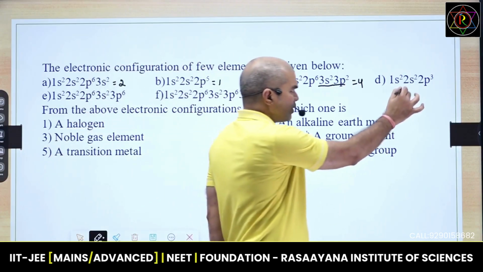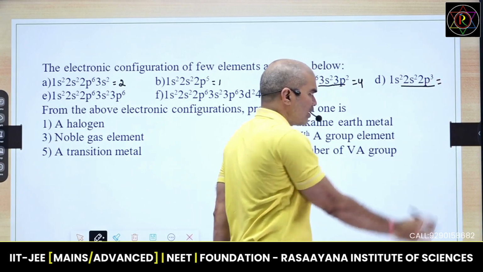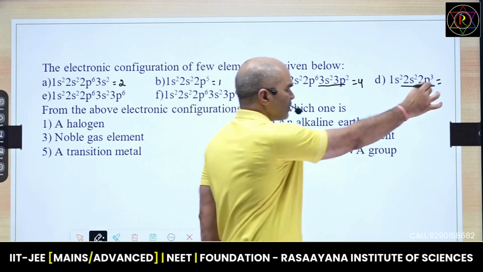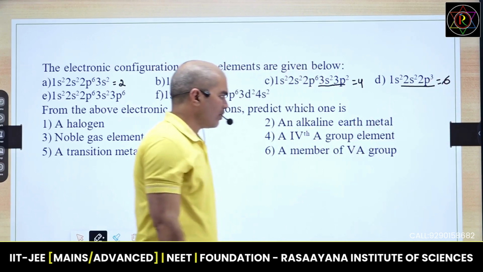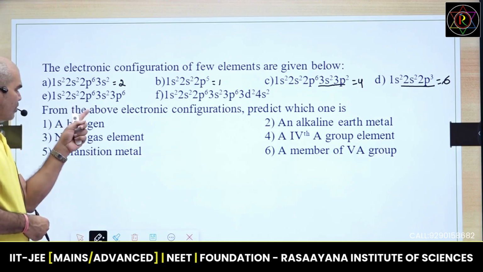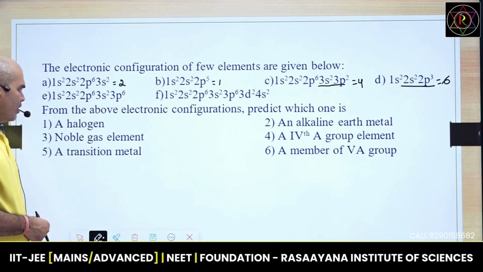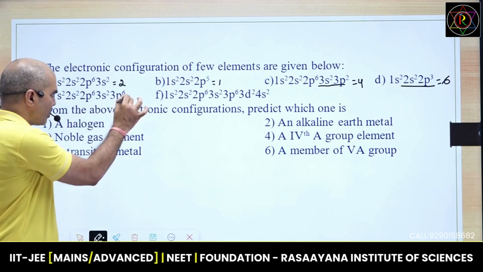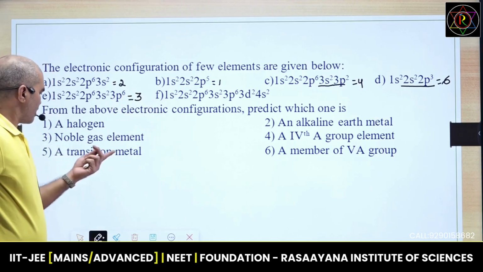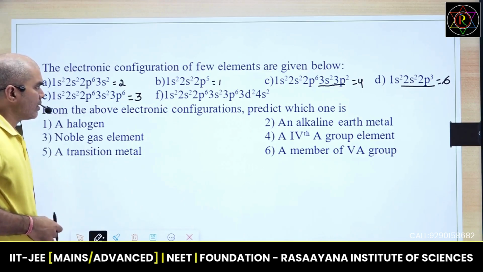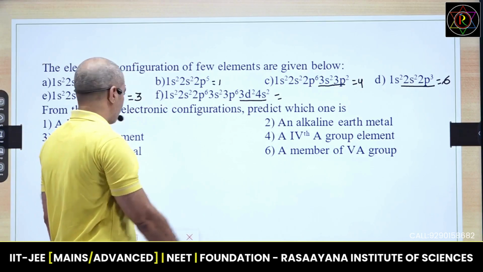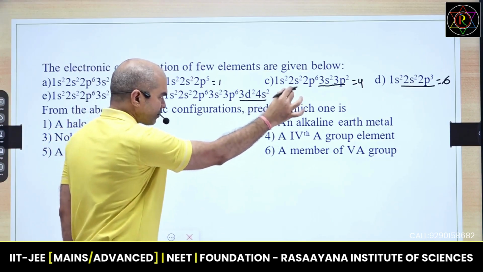1s2, 2s2, 2p3. 5 electrons are there in the valence shell. Therefore it belongs to 5th group. Next, 1s2, 2s2, 2p6, 3s2, 3p6. Totally filled configuration. Therefore it has to be a noble gas element. And the last one left out is 3d2, 4s2, transition element. So this should be with 5.